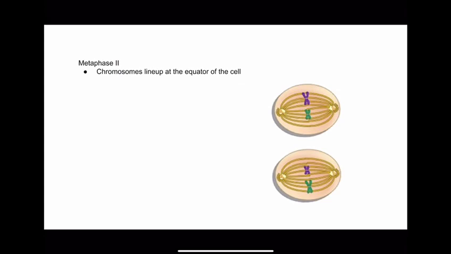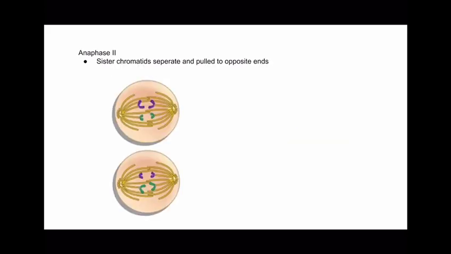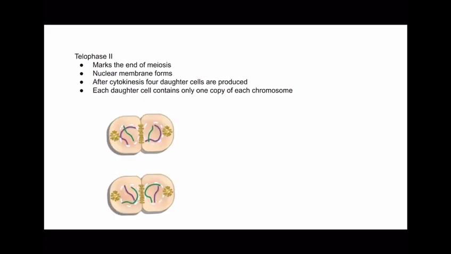Similarly to metaphase 1, in metaphase 2 the chromosomes once again line up at the equator of the cell, as seen in this diagram, except this time it's happening in 2 different cells simultaneously. Then in anaphase 2, the sister chromatids separate and are pulled to the opposite ends of the cell. And lastly, we have telophase 2 and cytokinesis.